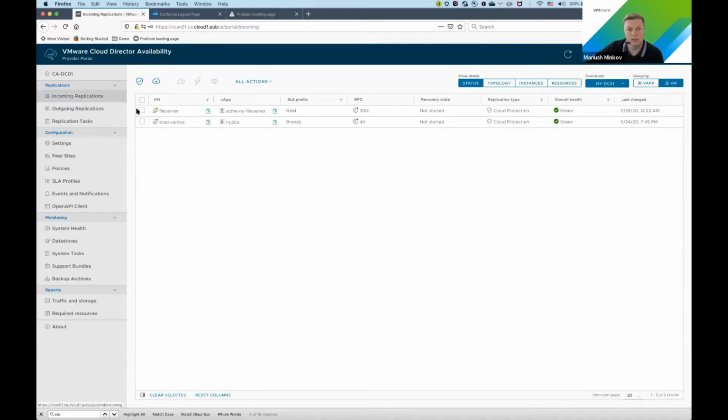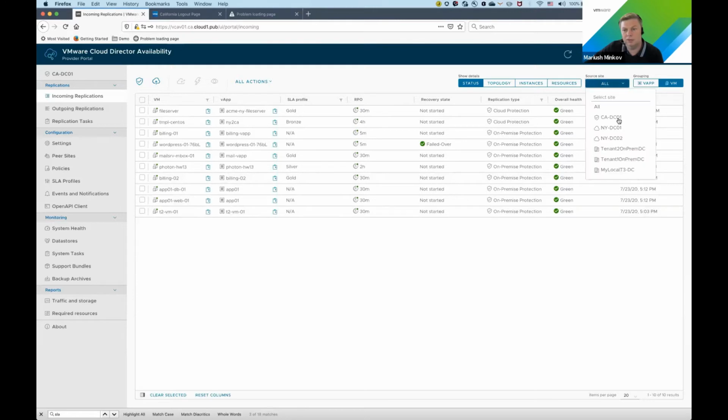For example, it is showing all incoming replications that are coming from all sites, and there are also filtering options that enable you to filter by site. And by site, I mean this could be either a cloud site or a tenant site. As you can see, we have three different icons that indicate different site types. So these two are connected cloud sites. These three are connected on-premise sites, and this one is our own site, because we are also supporting replication to self.